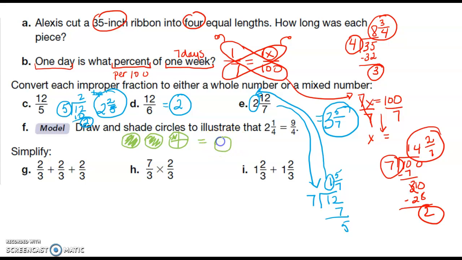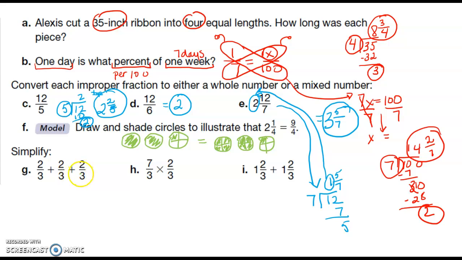So let's see. 1 2 3 4. 1 2 3 4. 1 2 3 4. So this is 1 2 3 4 5 6 7 8 9. And they are equal. All right, let's do G.